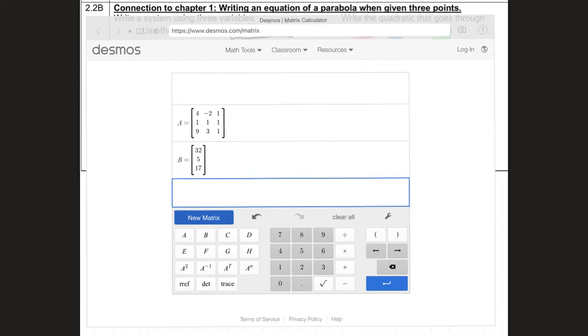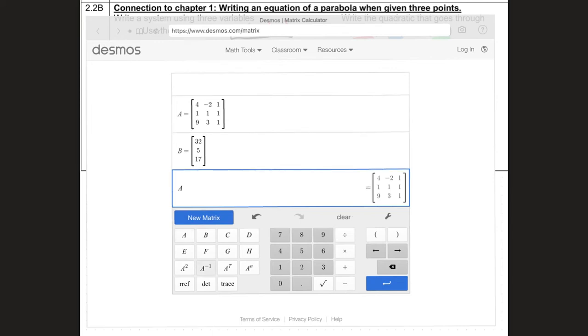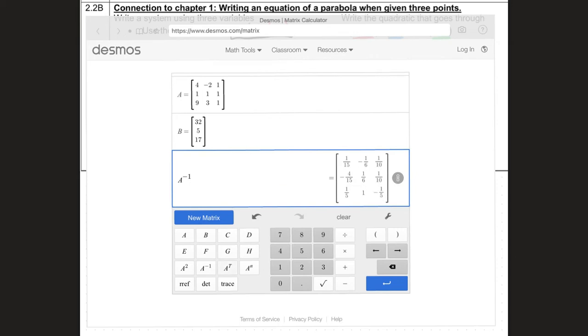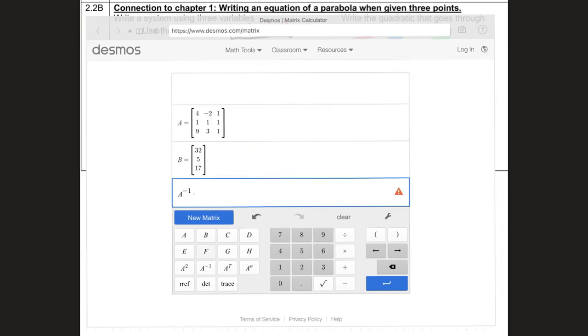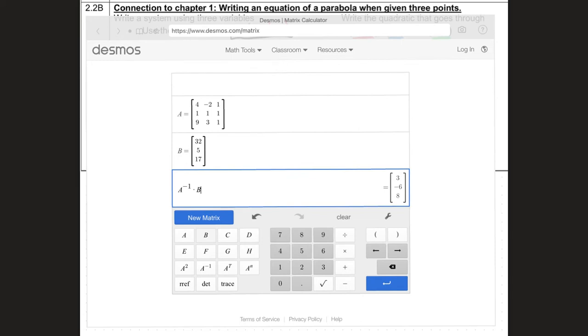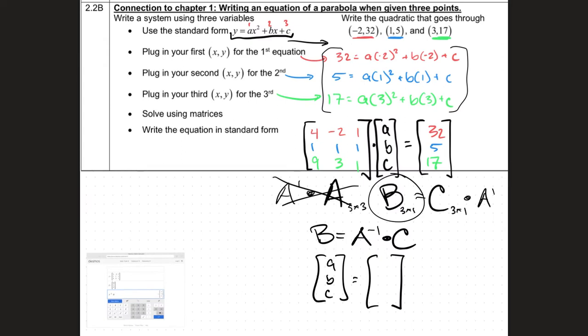Enter. Now, I need matrix A. I need the inverse of it, and look, it automatically does it. Just fractions if you want. Times, pardon me, matrix B, boom, it automatically spits out the answer: 3, negative 6, 8. So going back, we have 3, negative 6, 8. That means that A is 3, B is negative 6, and C is 8.